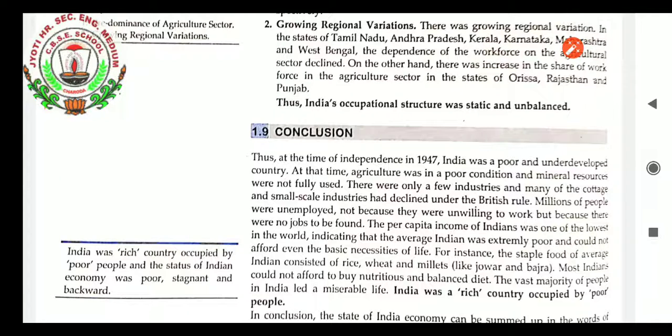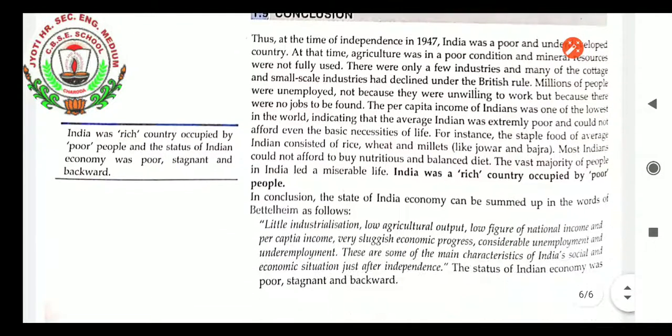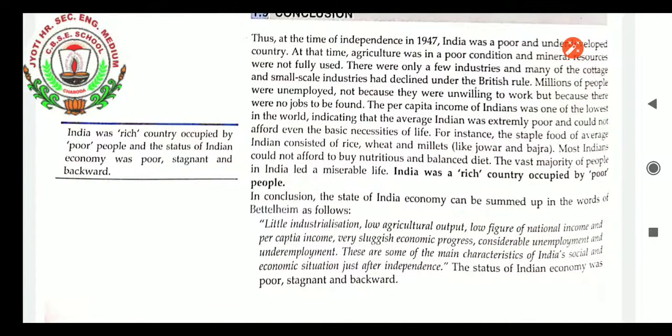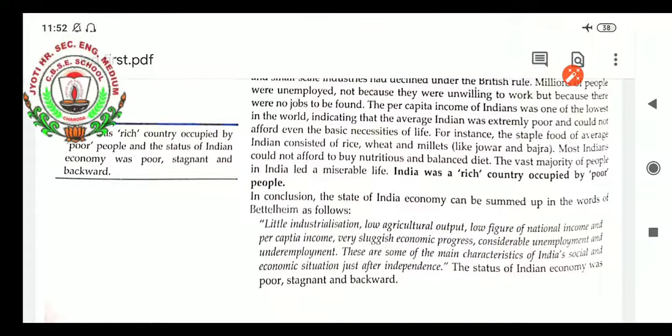For instance, the staple food of the average Indian consisted of rice, wheat and millets like jowar and bajra. In places like Rajasthan, that was needed. So most Indians could not afford to buy a nutritious and balanced diet. The vast majority of people in India led a miserable life. India was a rich country occupied by poor people.